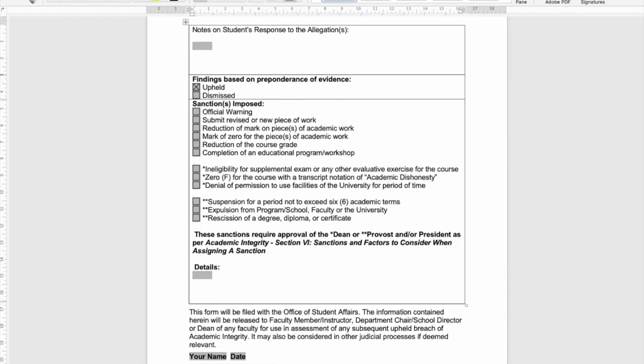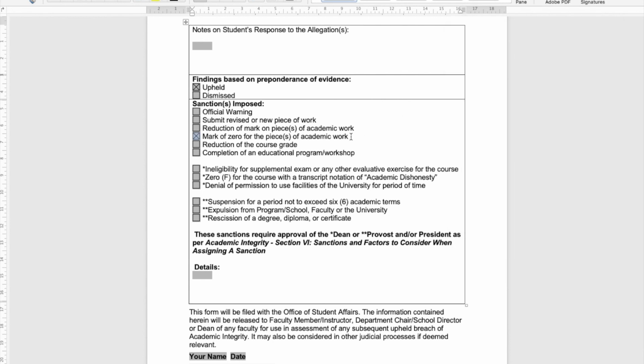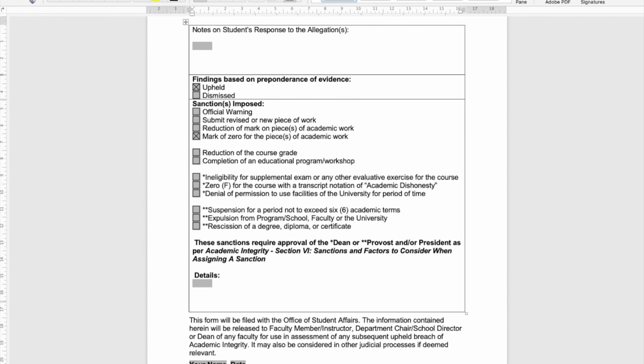So if we go back to the example that we're using in this demo video, let's say that we really believe that the student just collaborated on the one specific question, and we don't want to give them a 0 on the whole test. We would indicate mark of 0 on the piece of academic work here by clicking this box. And because this is typically reserved for students who get 0 on a test or an exam, you'd be more specific and you can just add a line saying 0 on question 3 only.